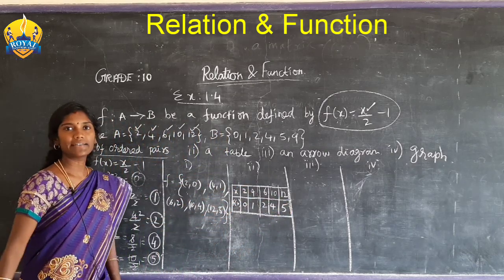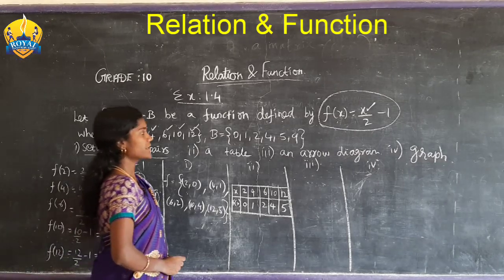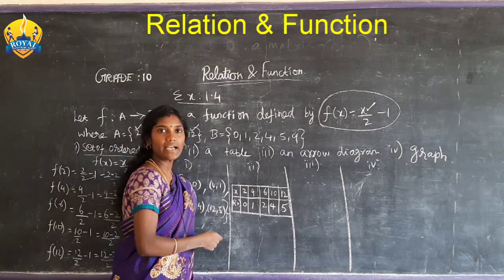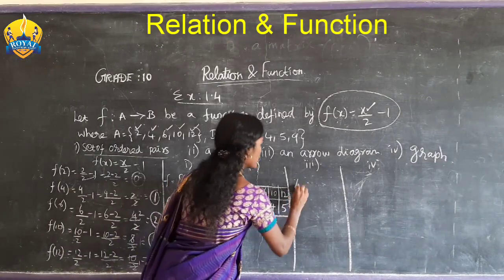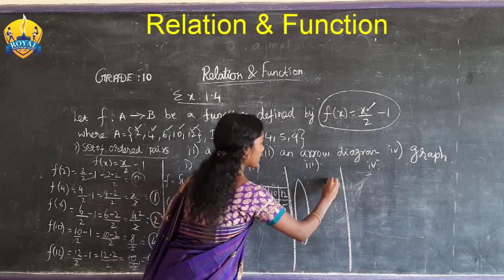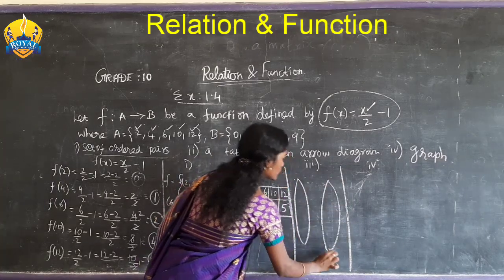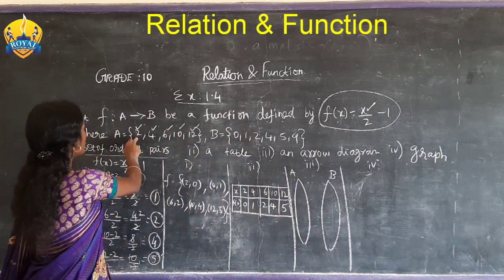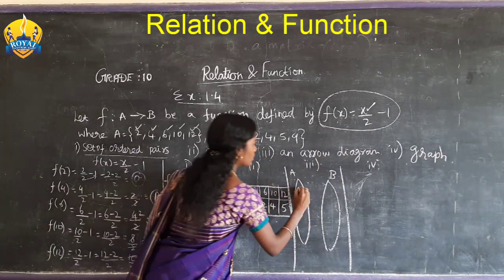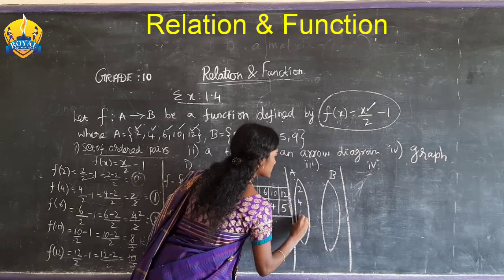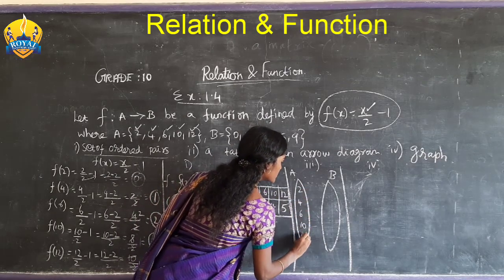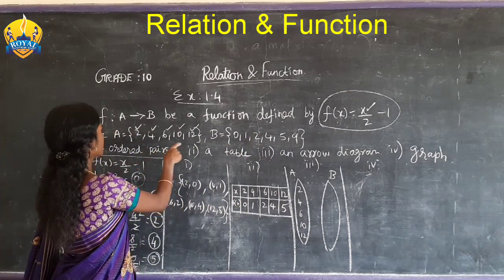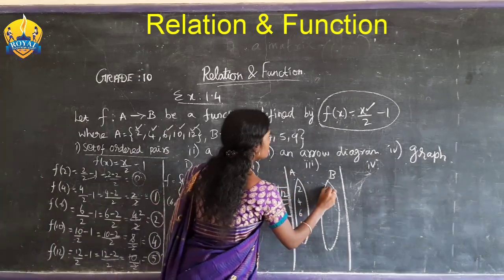This is the table. Then the third one is to draw an arrow diagram. Arrow diagram means domain and codomain. I am going to relate the two sets of elements. Which one is A? 2, 4, 6, 10, 12. Then the codomain B has 0.